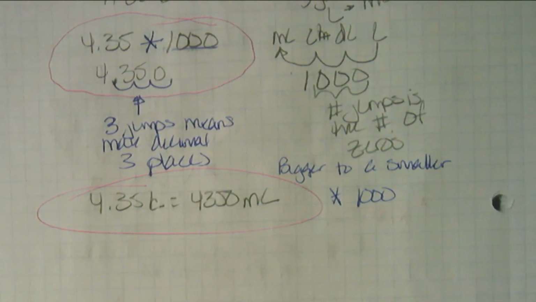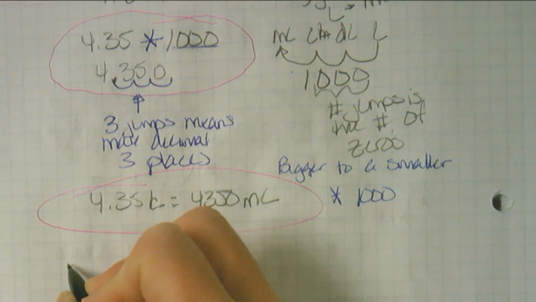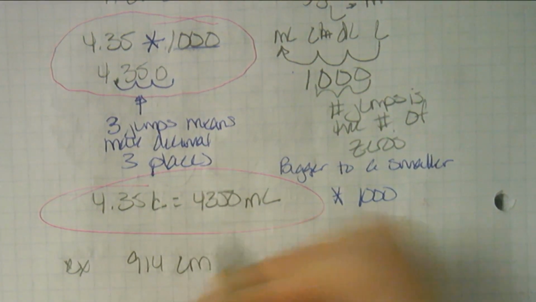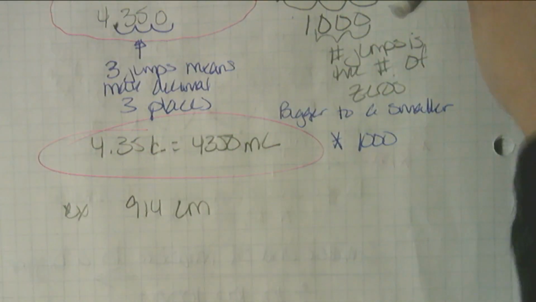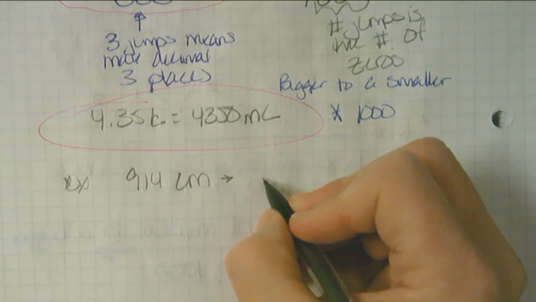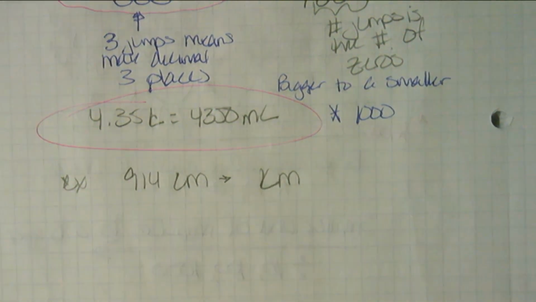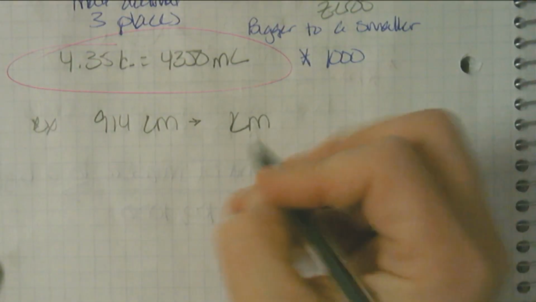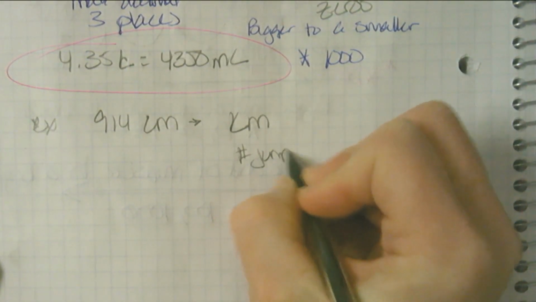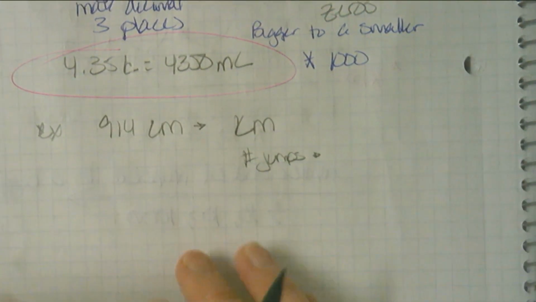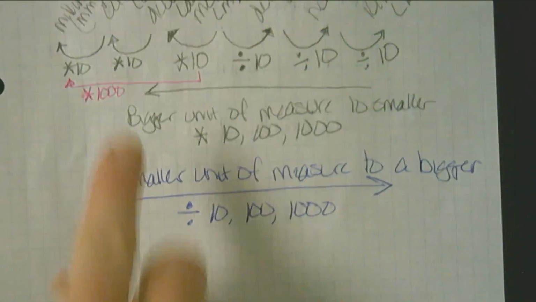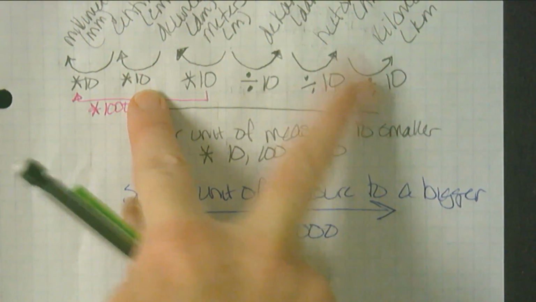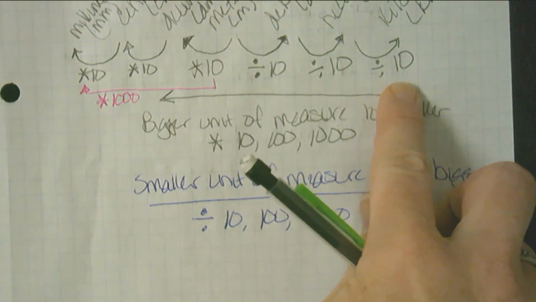Let's do another one. All right, so let's say I have 914 centimeters, and I want to know what that is in kilometers. All right, so you've got to figure out your number of jumps. If you want to write it down and do it, that's fine. If you want to go to your diagram, let's figure it out. I'm going from centimeters to kilometers. How many jumps is it from centimeters to kilometers?